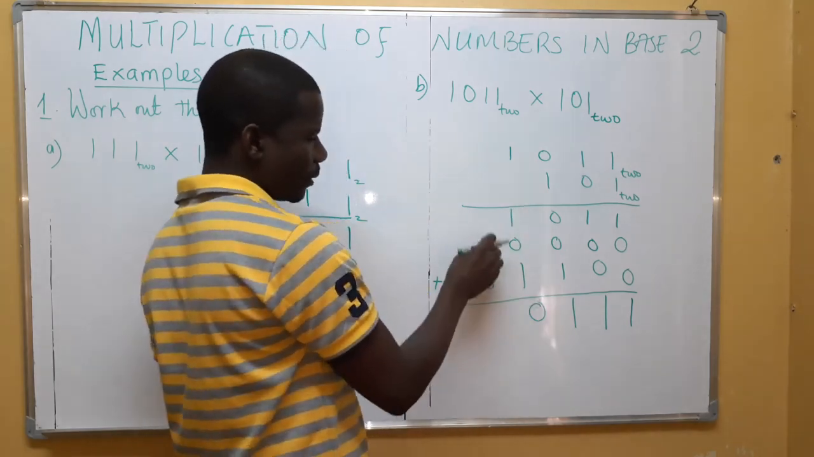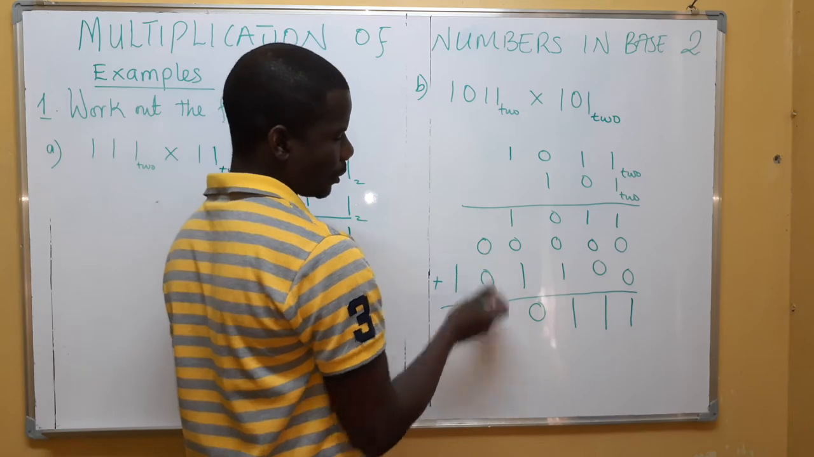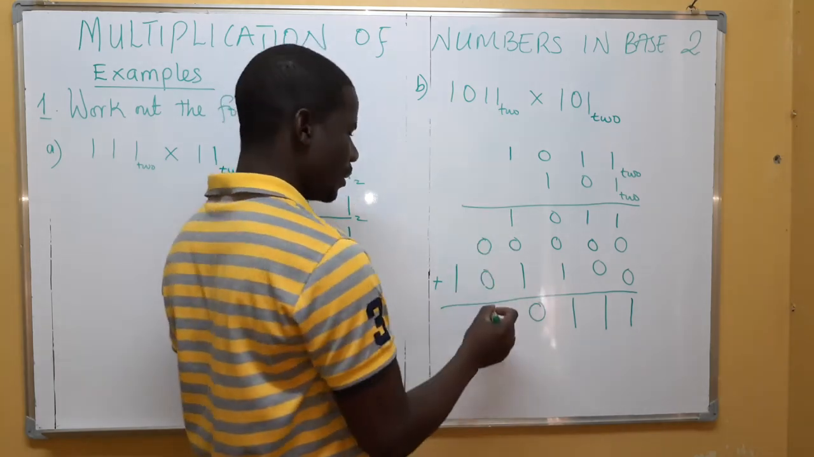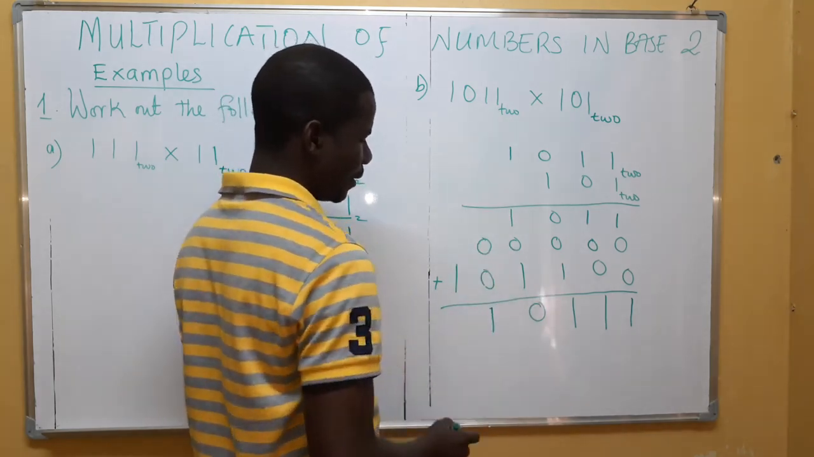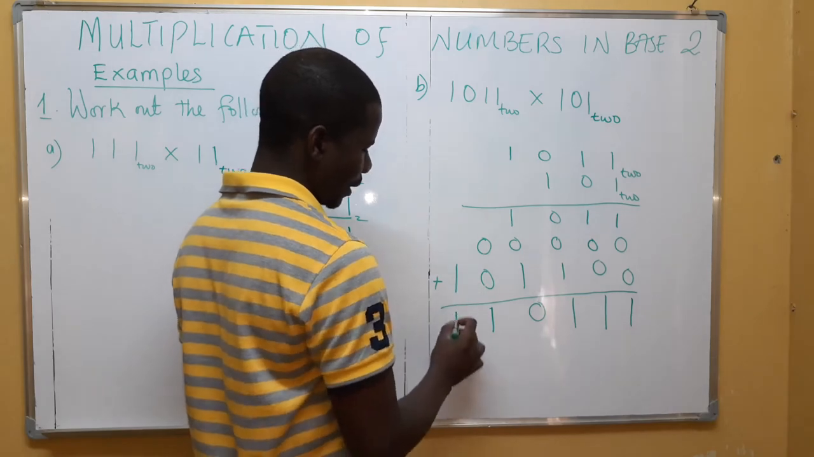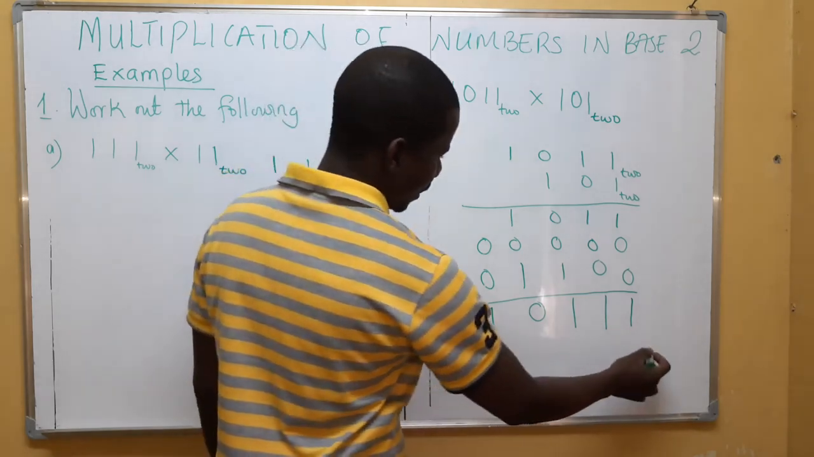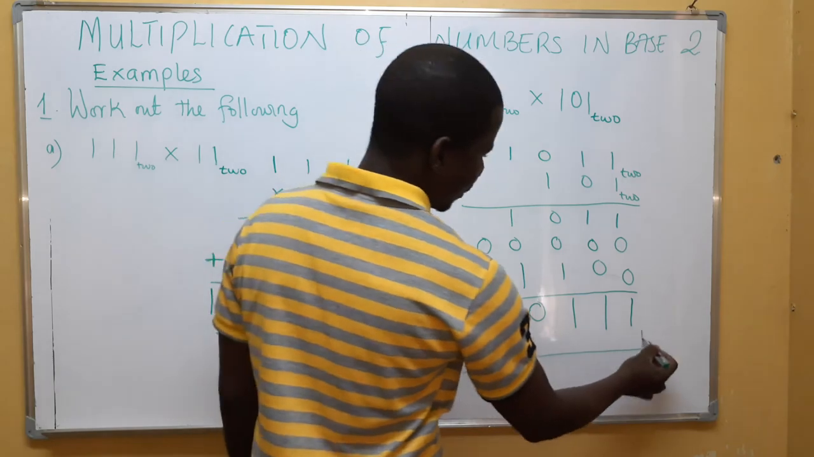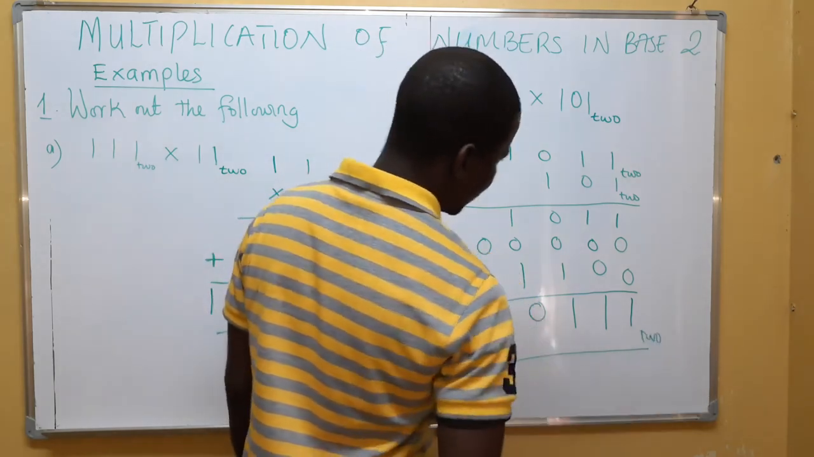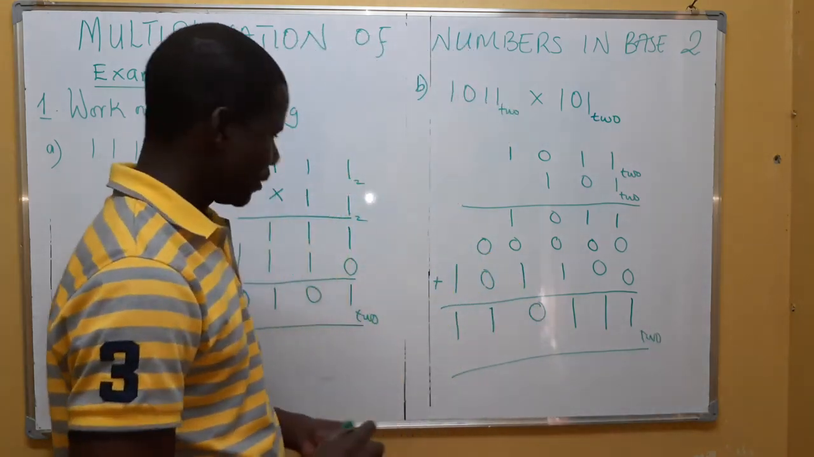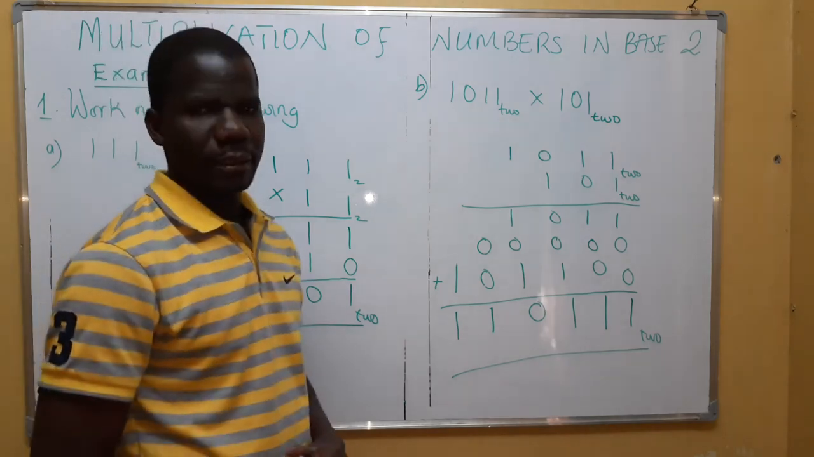So that 1, when we add these to the zeros, they'll give us 0. So plus that 1, we bring it here. Okay? Then we drop down this one here. What do we get? This is what is going to be our answer.